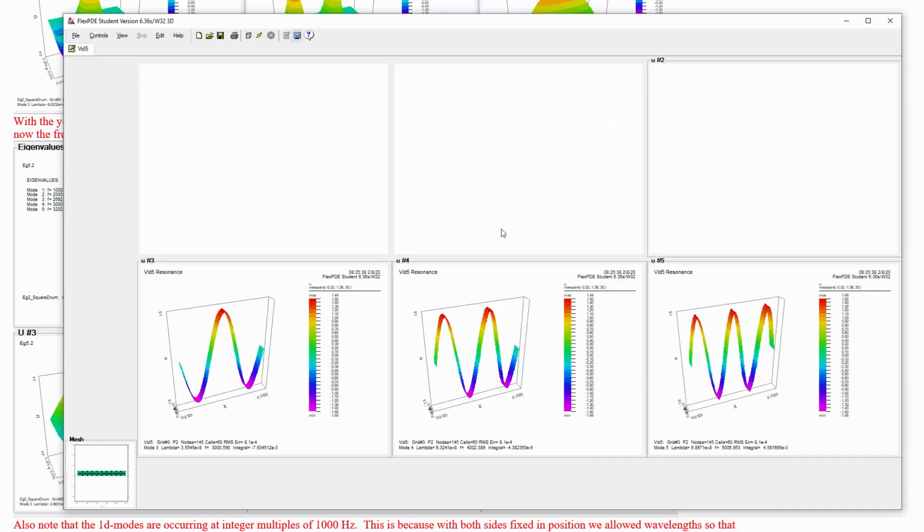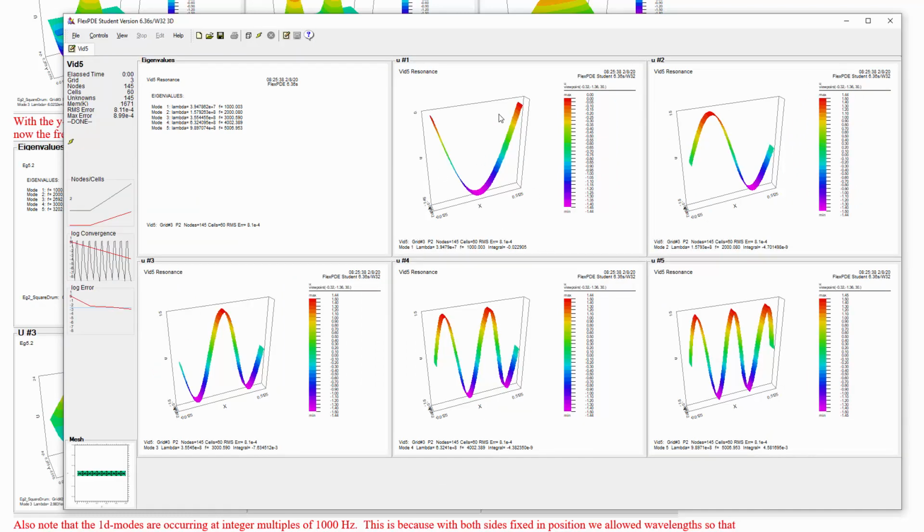So the results are basically sine waves. This is a full sine wave. This is 1.5, this is half a sine wave. 2, 2.5. So what has to happen for these one-dimensional modes is that we occupy an integer number of half wavelengths between 0 and L.